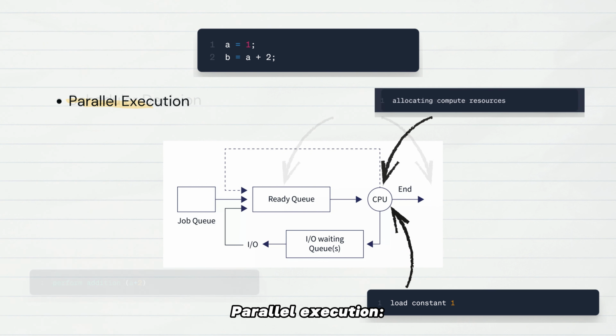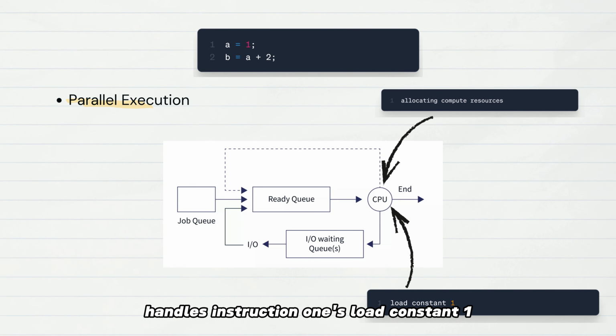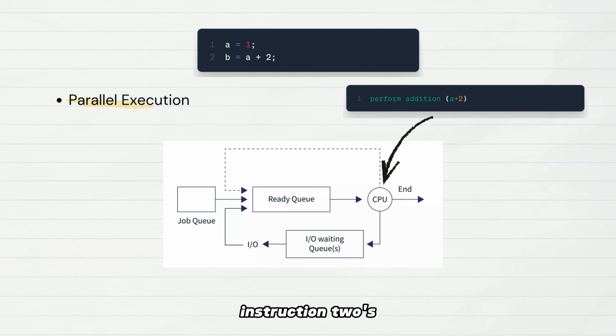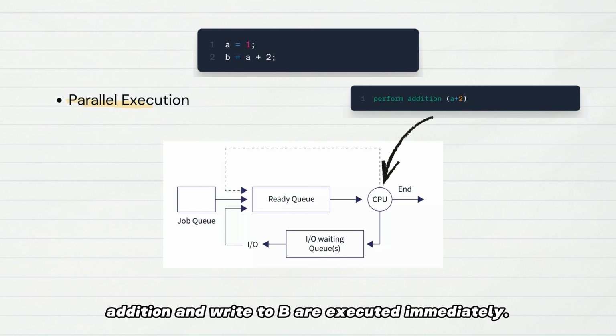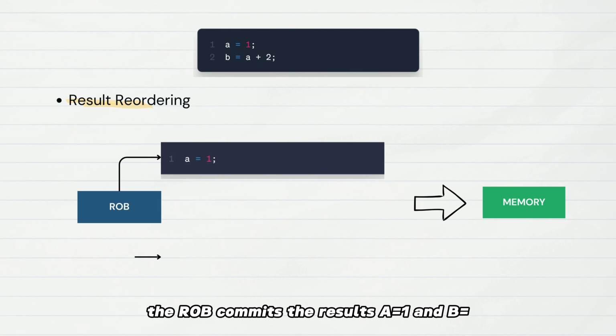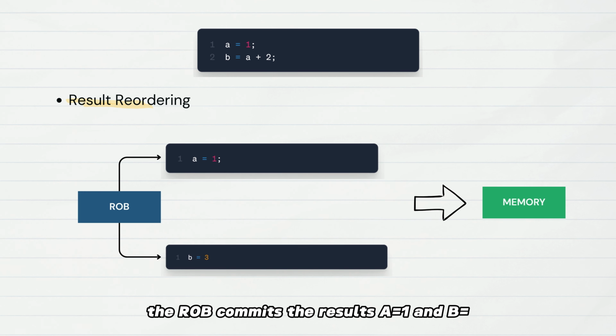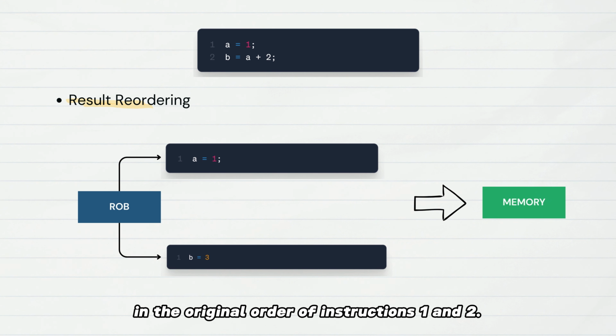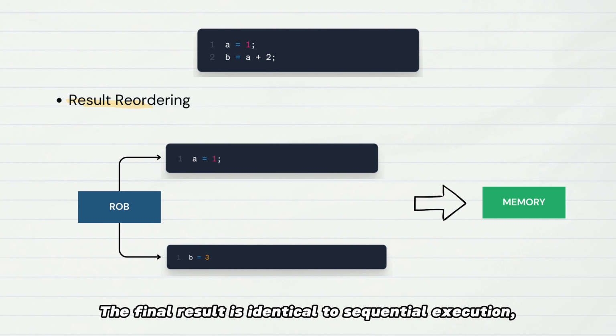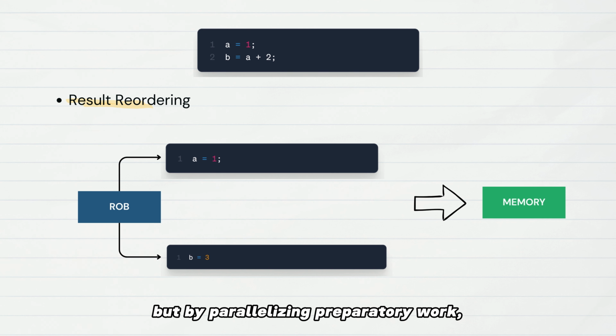Parallel execution, the execution unit handles instruction 1's load constant 1 and instruction 2's preparations simultaneously. Once instruction 1 completes writing back to A, instruction 2's addition and write to B are executed immediately. Result reordering, the ROB commits the results A equals 1 and B equals 3 to memory in the original order of instructions 1 and 2. The final result is identical to sequential execution, but by parallelizing preparatory work, the overall execution time is reduced.